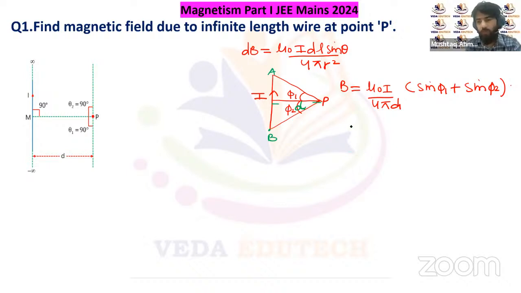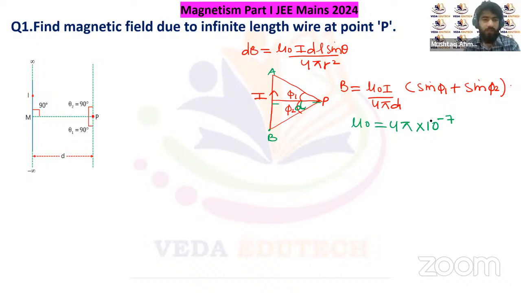Now the value of this mu naught is 4 pi multiplied by 10 to the power minus 7. So this is the magnetic permeability, or we can say permeability of free space, right? So this is how we can calculate the magnetic field due to a finite length of wire, right?